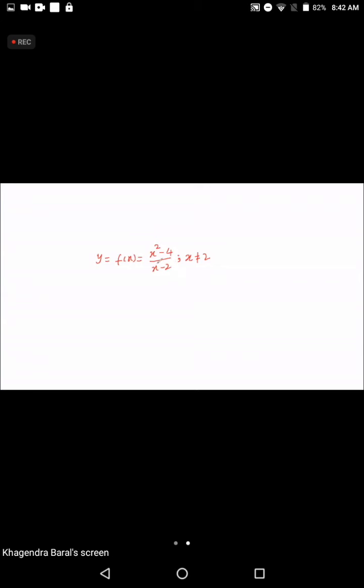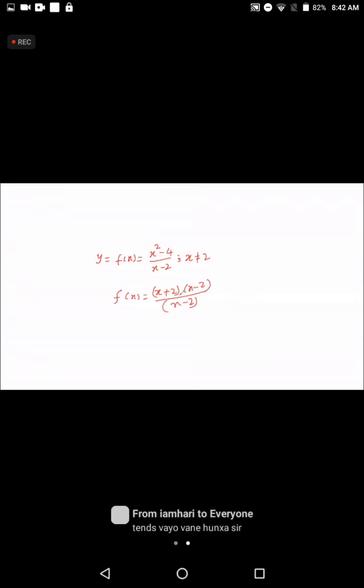To draw its graph, if x is not equal to 2, then we can simplify this function. f of x is equal to x square minus 4 by x minus 2 can be simplified as x plus 2 times x minus 2, divided by x minus 2. If x is not equal to 2, then x minus 2 is not equal to 0. Then non-zero factors can be cancelled on the numerator and denominator. And we get f of x is equal to x plus 2, that is, y is equal to x plus 2 is the function. And we draw its graph.